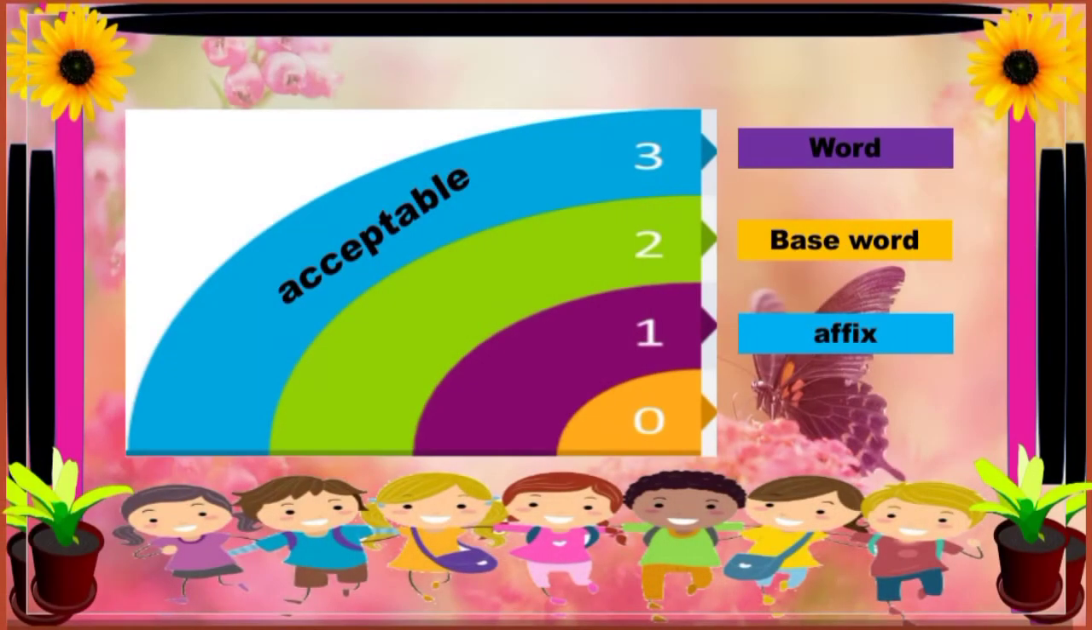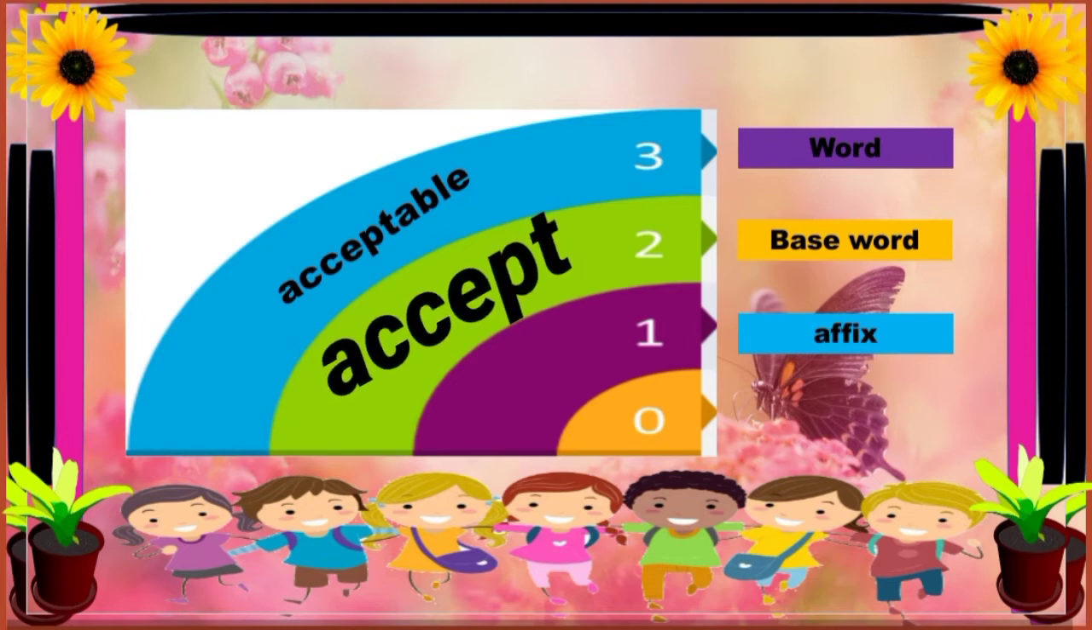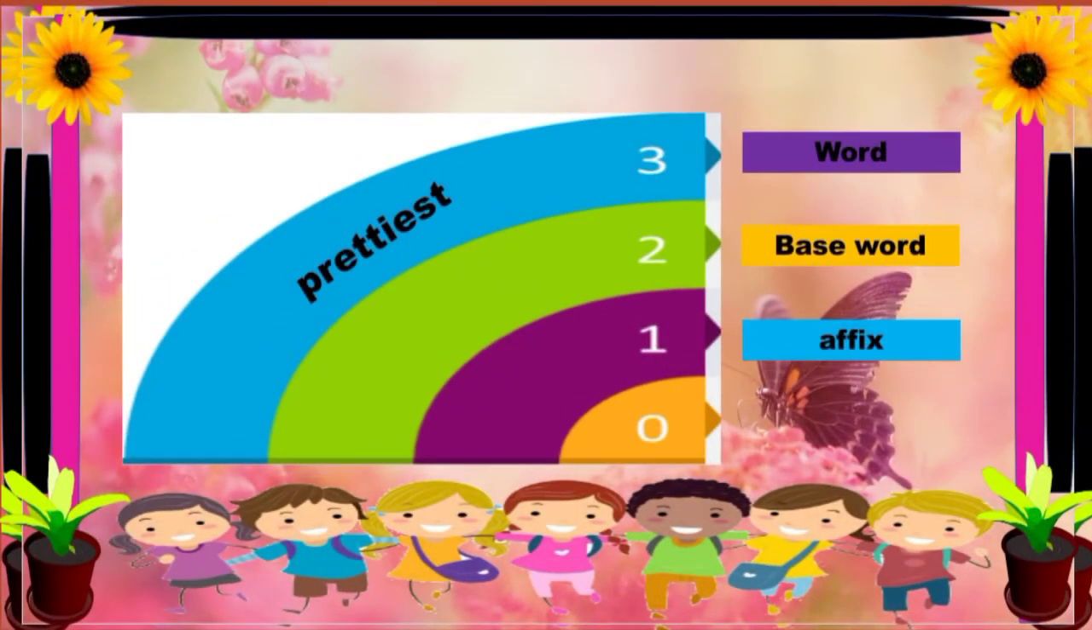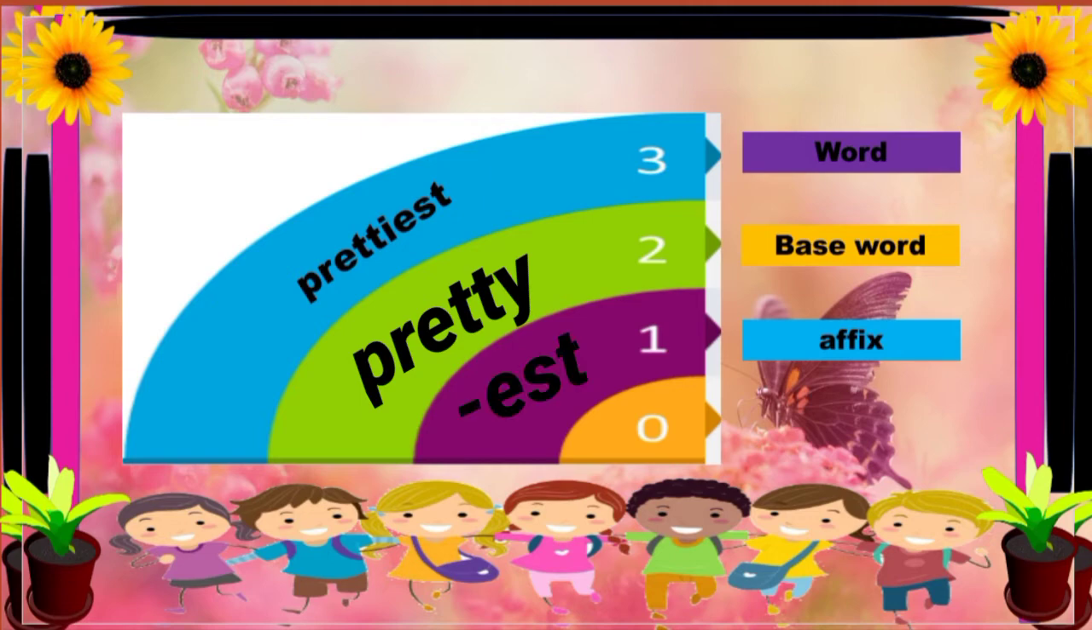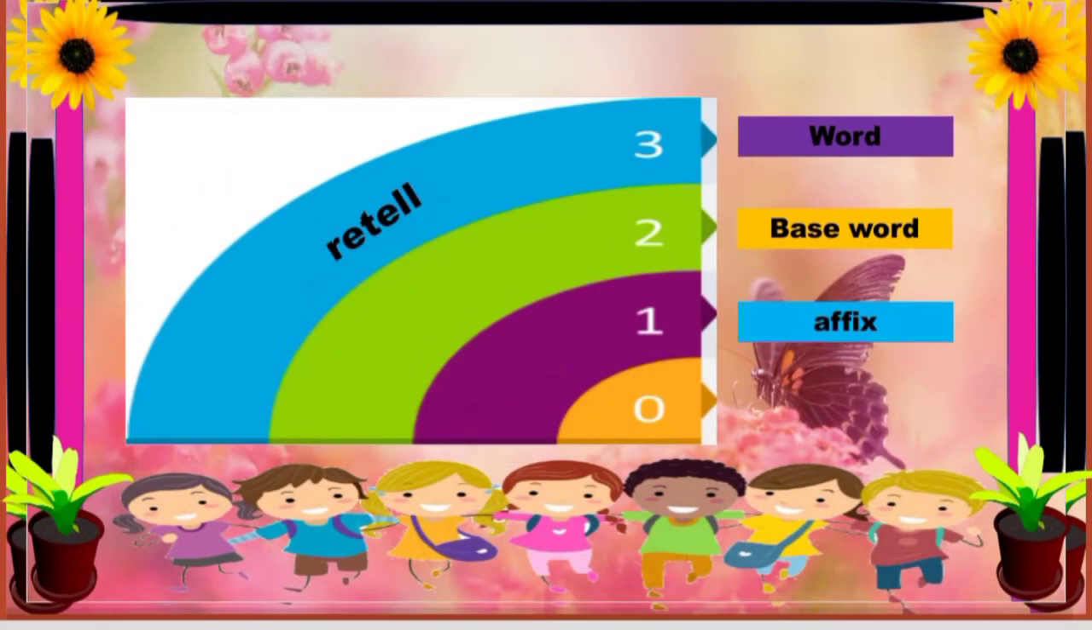Another word is acceptable. Base word, accept. Affix used, able. Another word is prettiest. Base word, pretty. Affix used, est. Next is retell. Base word, tell. Affix used, re.